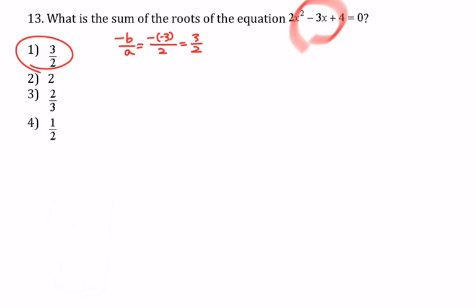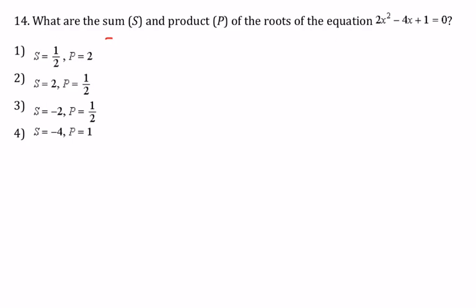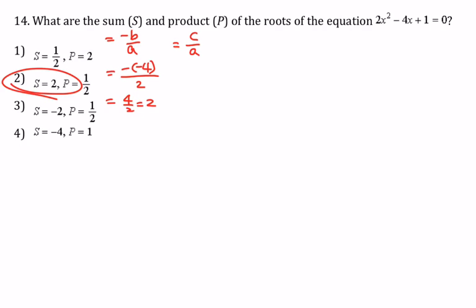Alrighty. Number 14. What are the sum and product of the root? As you can see, sum is -b over a, product is equal to c over a. Then negative b is equal to a -4 one more time, and over a, which is equal to 2. Then we get 4 over 2. Then there it goes, sum is equal to 2. 2 becomes our answer.